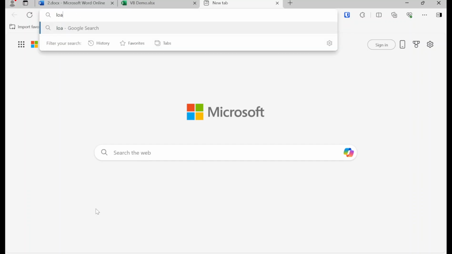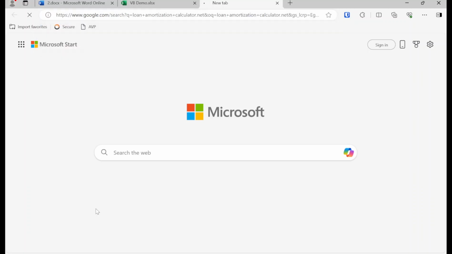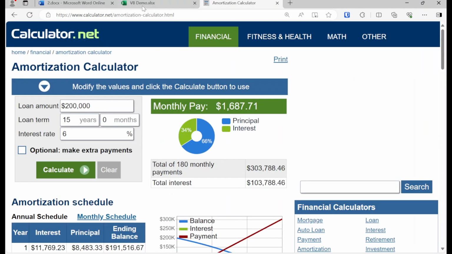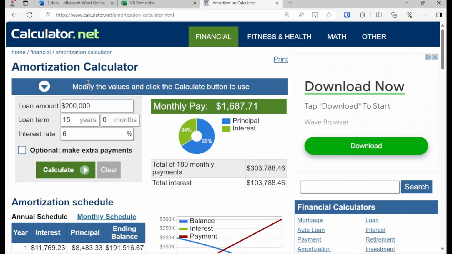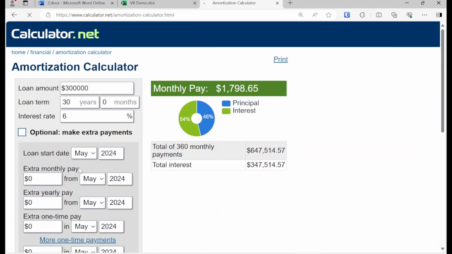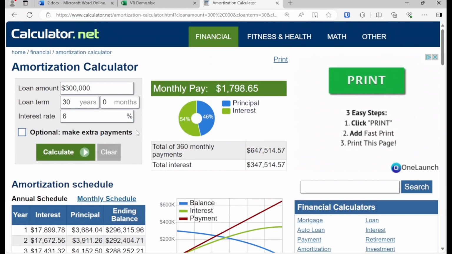Actually, let me do this. Loan amortization calculator.net. And then we just go in here and type in $300,000 at 30 years. Okay. Look at all this interest we're paying. So we borrowed $300,000 and we have to pay $647,000 in total because the interest is actually more than the balance of the loan, right? It's like we're paying 100% interest. A little bit more, because this is actually more than the loan.